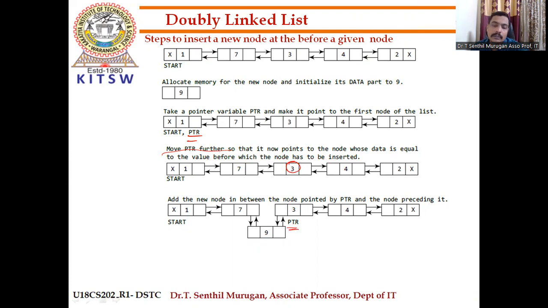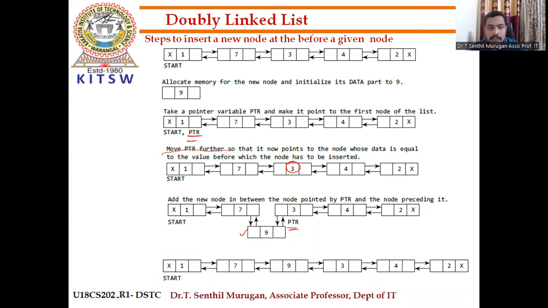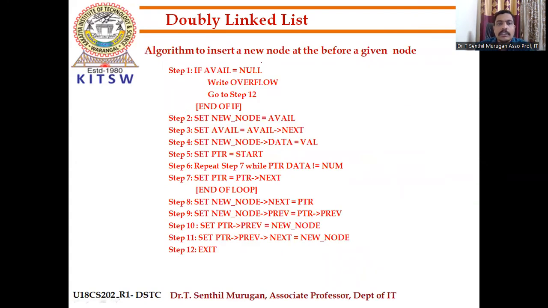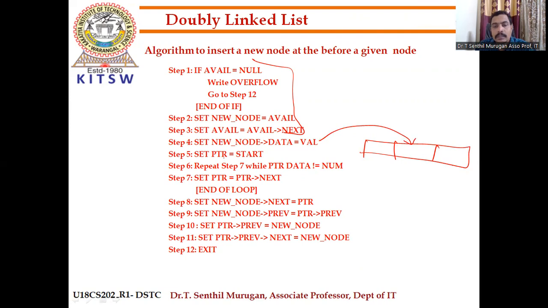So after creating this new node, how can we insert it? PTR is pointing to here. We will see that algorithm. Initially the first 3 steps are the same. We check memory, and now we are creating the new node. This new node's data portion is value, which is similar. Then PTR starts from the first pointer and moves up to the given number value.